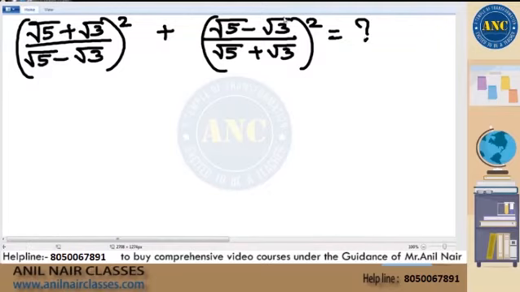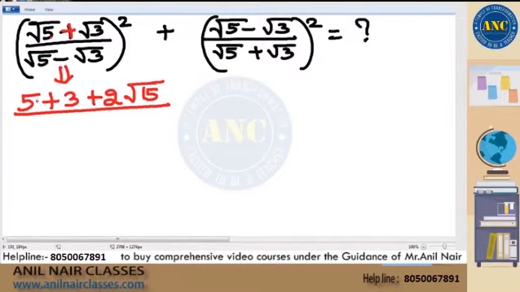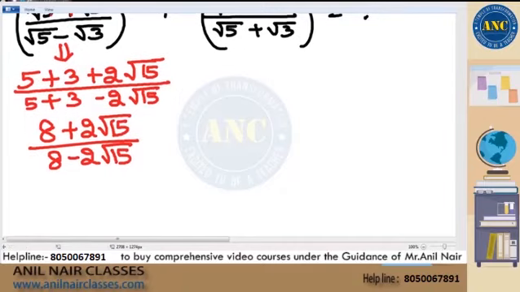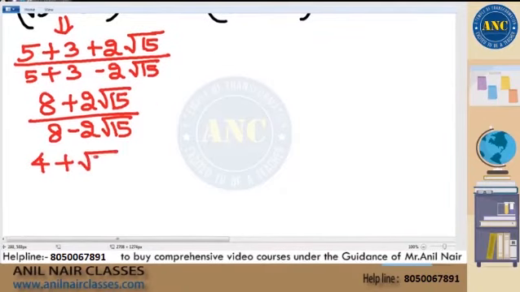Now let me take this particular term initially. This is (a + b) whole square. Expand. a square is 5, b square is 3, plus 2ab. √5 into √3 is √15. Similarly, the denominator also if I expand, a square is 5, b square is 3, minus 2ab, minus 2√15. You will be left with 8 + 2√15, and the denominator is 8 − 2√15. If I take 2 as a common factor, the final thing you are left with is (4 + √15) divided by (4 − √15).